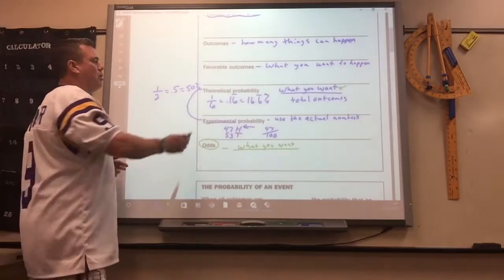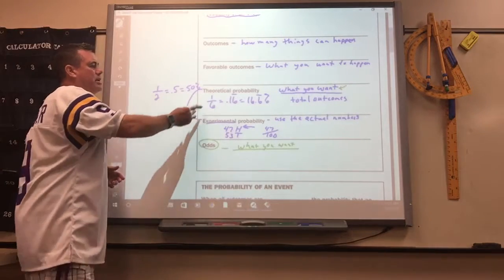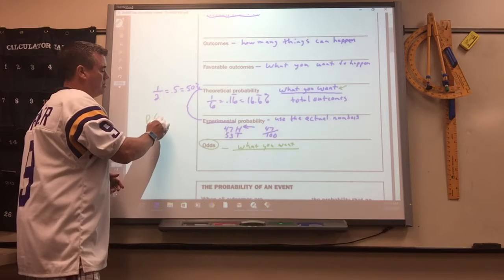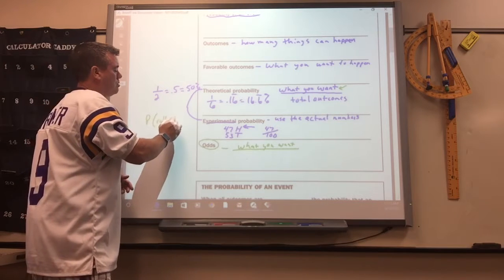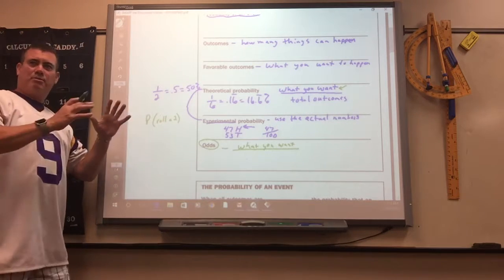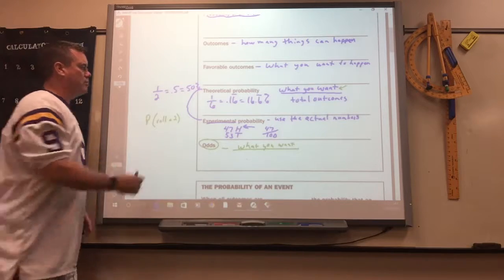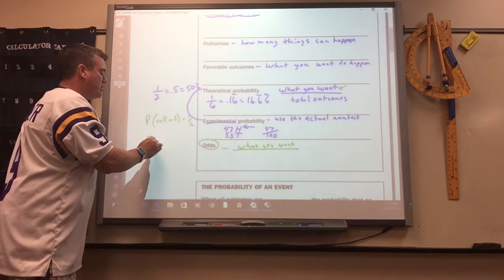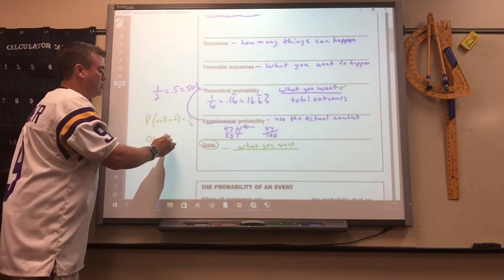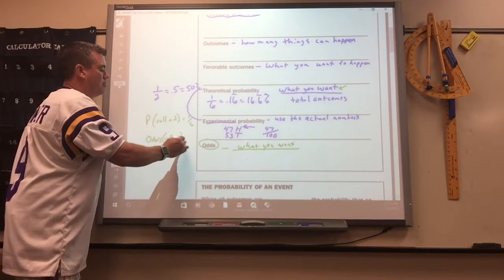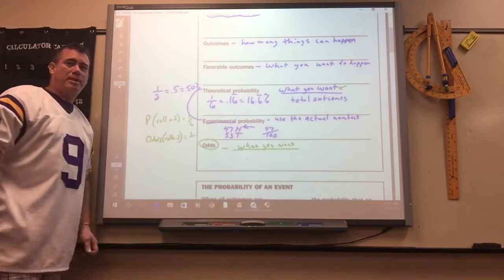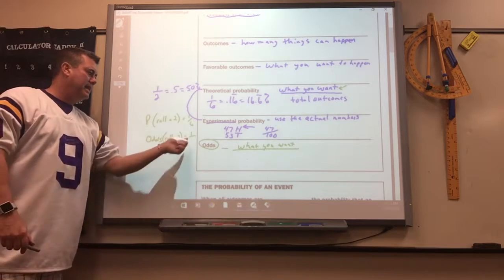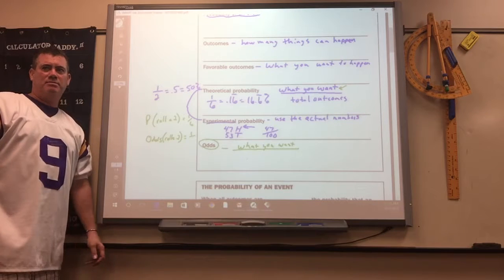So for example, what's the theoretical probability of, they would write it like this, P with parentheses, roll a 2. This just means the probability of rolling a 2 is 1 out of 6. The odds of rolling a 2, the top number is going to be 1 because that's how many things that can happen that you want. Any guess what the bottom number would be?